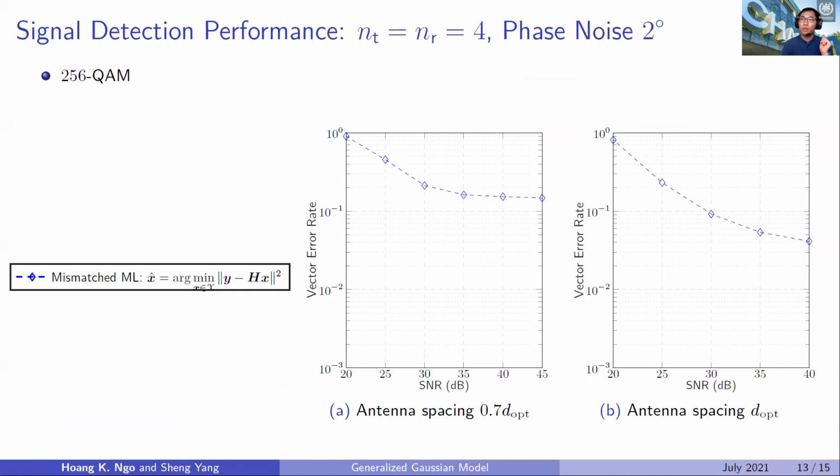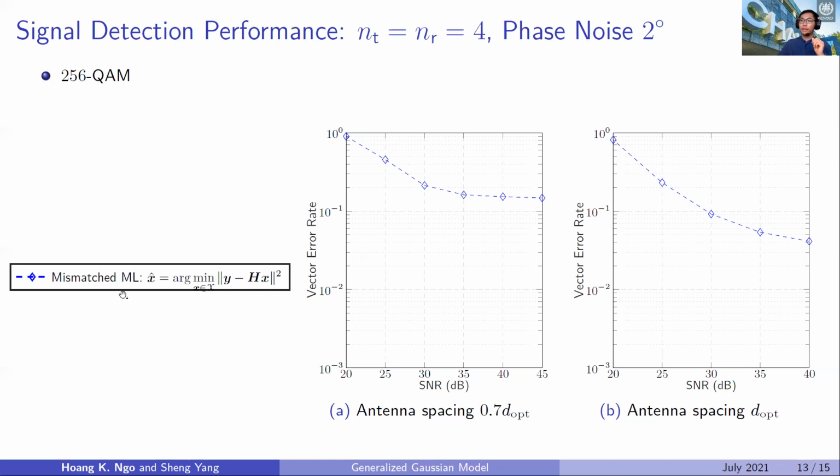For the second problem, signal detection. For this, we consider a 4x4 MIMO channel, where the phase noise standard deviation is 2 degrees. We assume 256 QAM transmission. And here we plot the vector error rate versus the SNR for antenna spacing equal to 0.7 of the optimal value, or with the optimal antenna spacing.